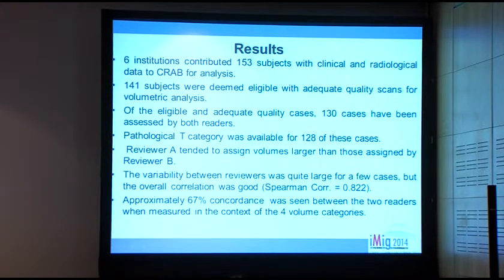Reviewer A tended to assign volumes larger than those assigned by Reviewer B. The variability between reviewers was quite large only for a few cases, but the overall correlation was very good. Approximately 67% concordance was seen between the 2 reviewers, measured in the context of the 4 volume categories.